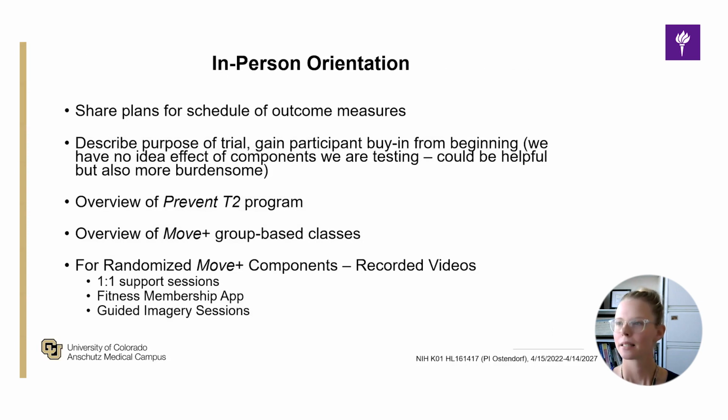Okay. So for the in-person orientation, this also changes the plans. If we're going to do that IRGT, we can't necessarily have everyone come together at the beginning and then share with them, okay, this is what one-on-one support is going to be like. This is what the fitness classes are going to be like, because not everyone's getting those. And so what we could do in the orientation is say, okay, here's the components that everyone's going to get: the Prevent T2 program and the Move group-based classes. Here's what you can expect for our schedule of outcome measures.